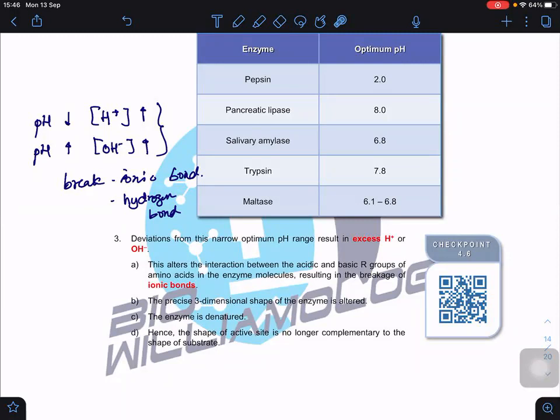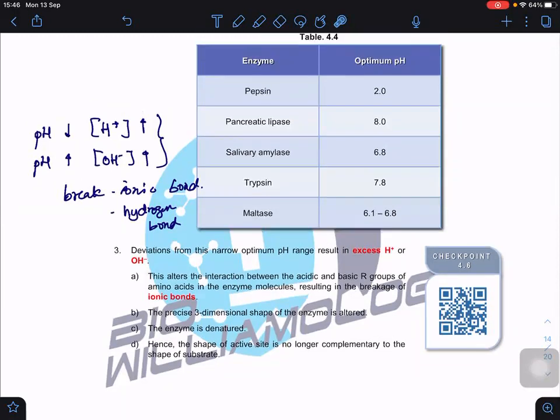Okay, so with this, I have done the factors affecting the rate of reactions.